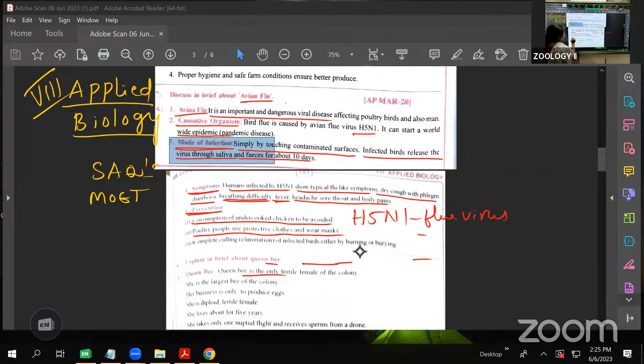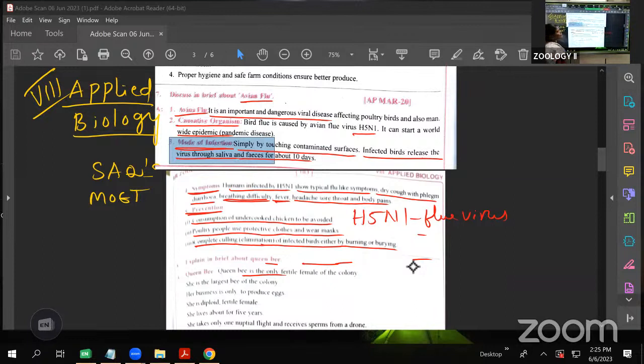Here, there is complete culling, or elimination, of the infected birds, either by burning or burying. Any infected birds we find inside the poultry are totally burned, or buried in the soil. That is about the avian flu.